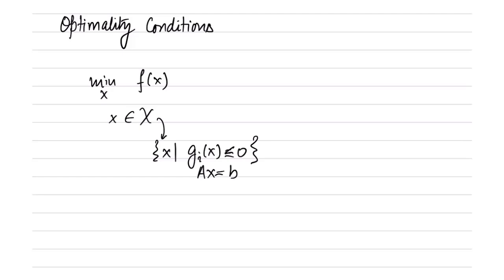What we are interested in is finding out what are the properties a point such as x star, which is the optimum point, should satisfy. Those are called the optimality conditions. So essentially we are going to say that if x star satisfies certain properties, then we can say that x star is optimum, and vice versa. If x star is optimum, then it should satisfy those properties.